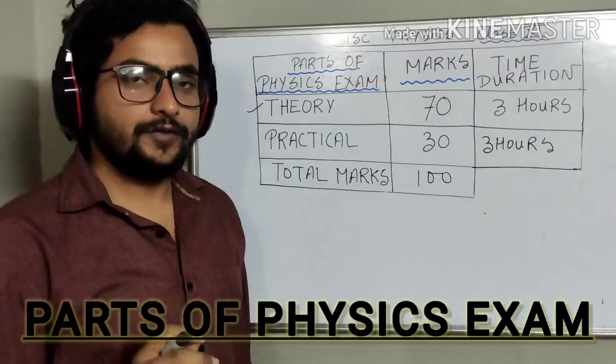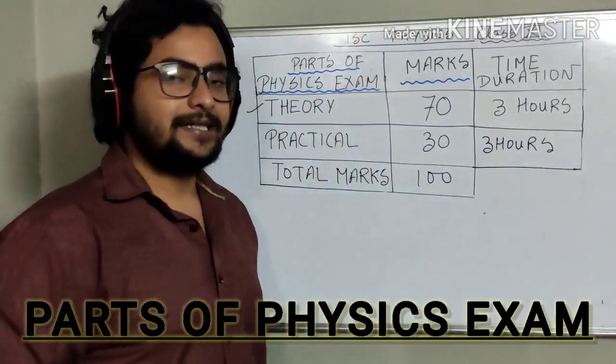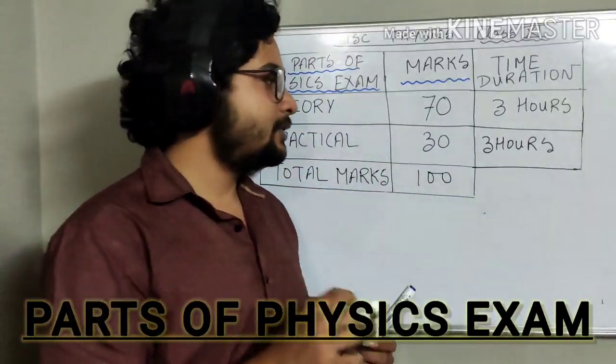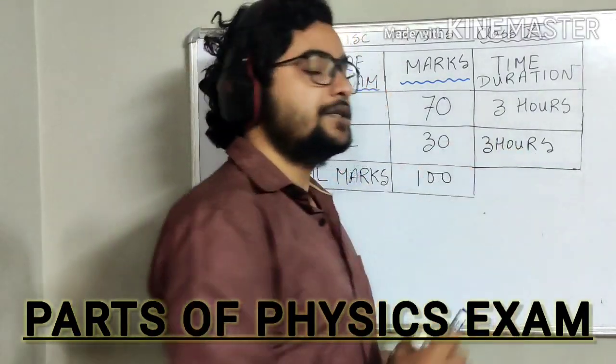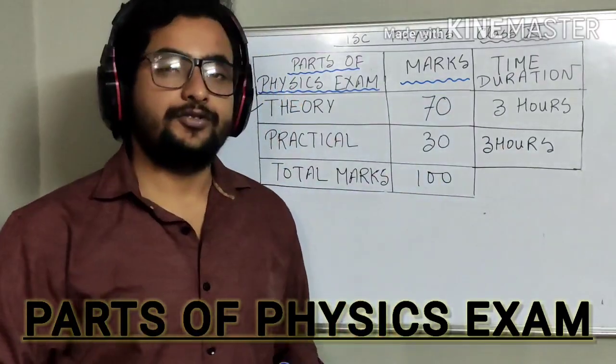The second portion of the exam is the practical part. The practical marks will be 30. The students have to give a practical exam out of 30 marks and the time duration for the practical exam will be 3 hours. So as you can see, the total marks is 100.